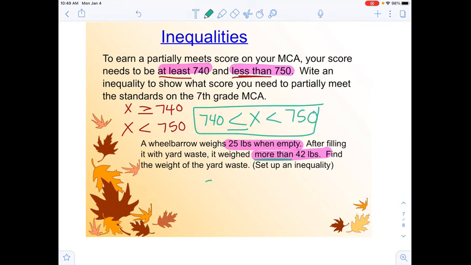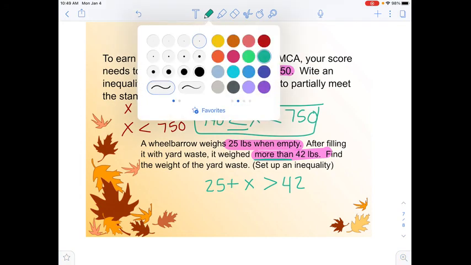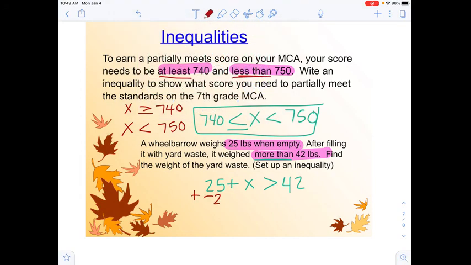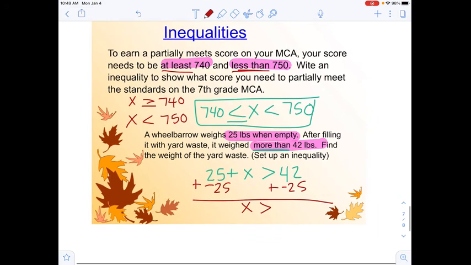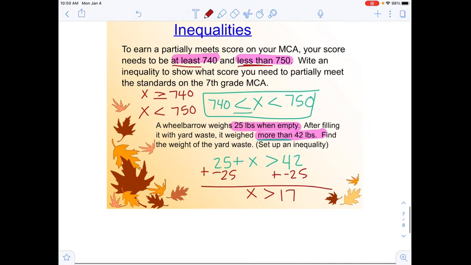So we know that there's 25 pounds of the wheelbarrow plus some amount of yard waste that we're putting in there. We know that that is going to be more than 42 pounds. So I'm going to write that as greater than 42. Then to solve this, I'm going to add negative 25 to both sides so that I can get x by itself. And I'm left with x is greater than 42 minus 25 is 17. So the weight of the yard waste is greater than 17 pounds.